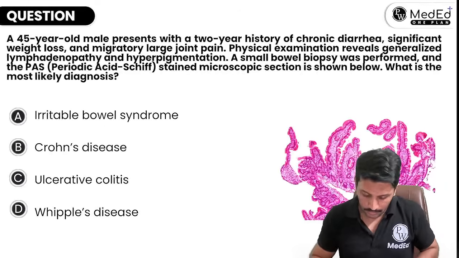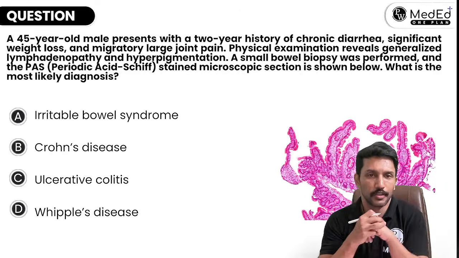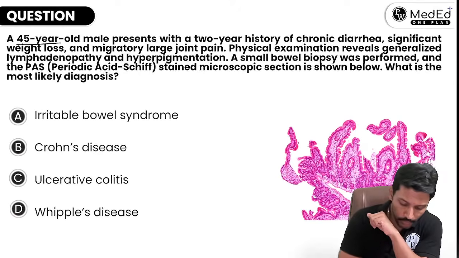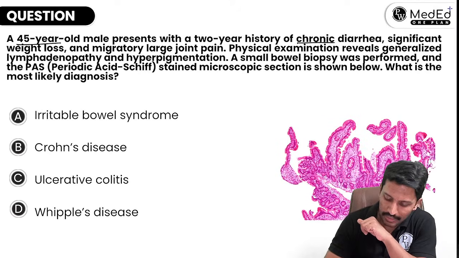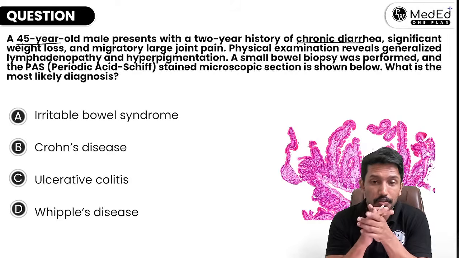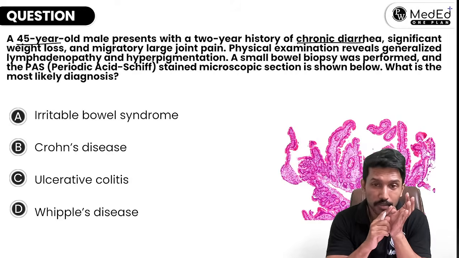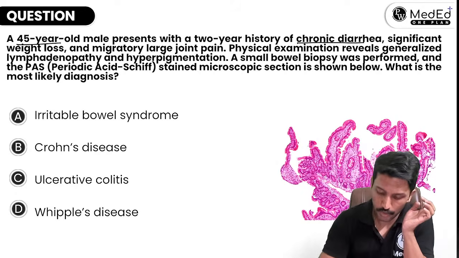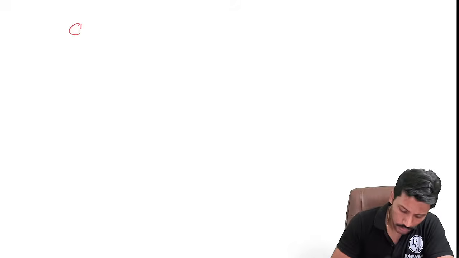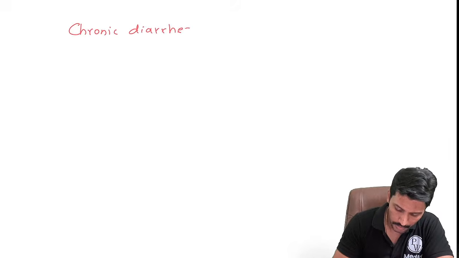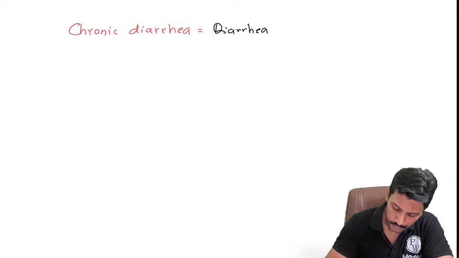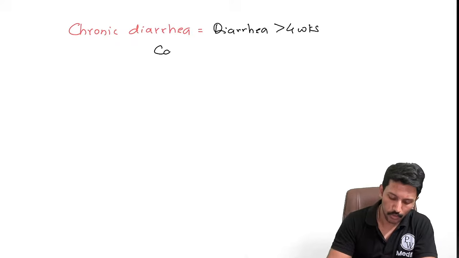Okay. Now let's go to the next question. Here we have a 45-year-old male who presented with a history of chronic diarrhea. Now what are the conditions where we can have chronic diarrhea? One of the differential diagnoses is HIV. Okay. When do we call it chronic diarrhea? We call it chronic diarrhea if the duration of diarrhea is more than 4 weeks. Chronic diarrhea is equal to diarrhea of more than 4 weeks. So what are the common causes for chronic diarrhea?